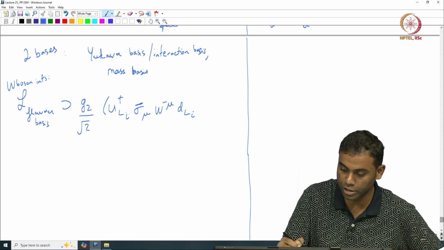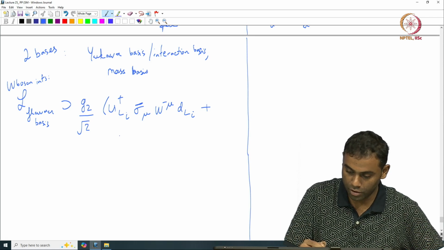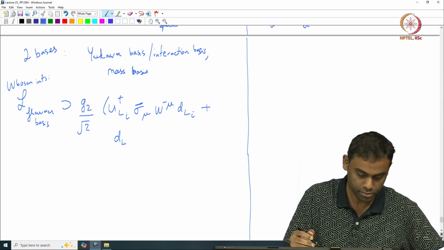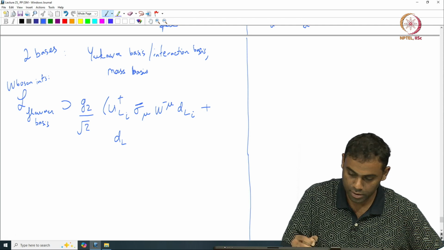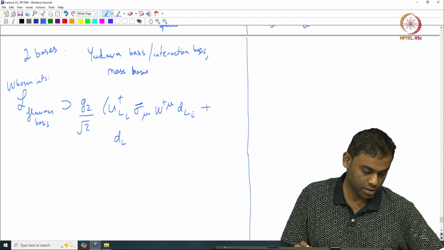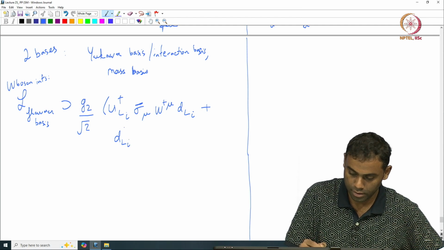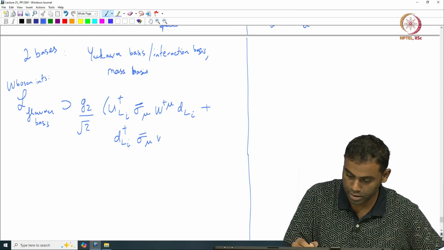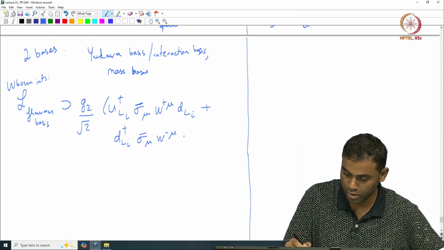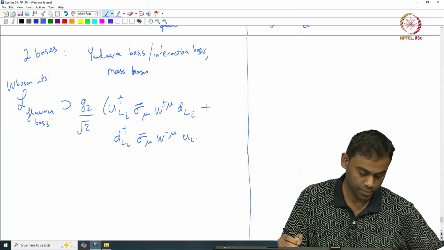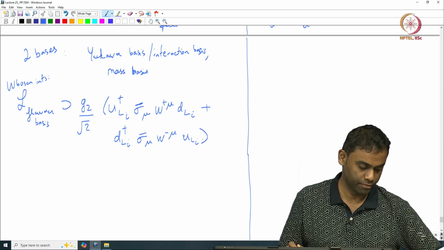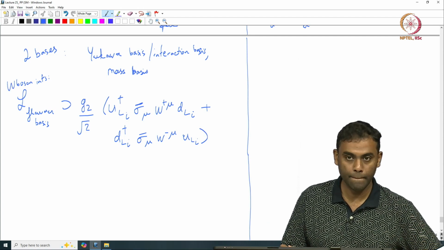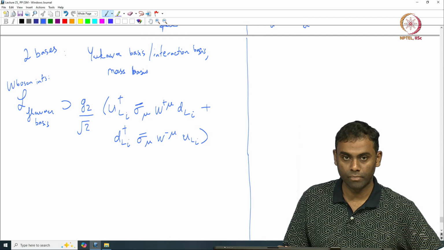So, in two spinor notation, I can write the interactions this way. So, to get the charges right, I have to put a plus there and I get W minus mu U L I. Agreed? Okay.